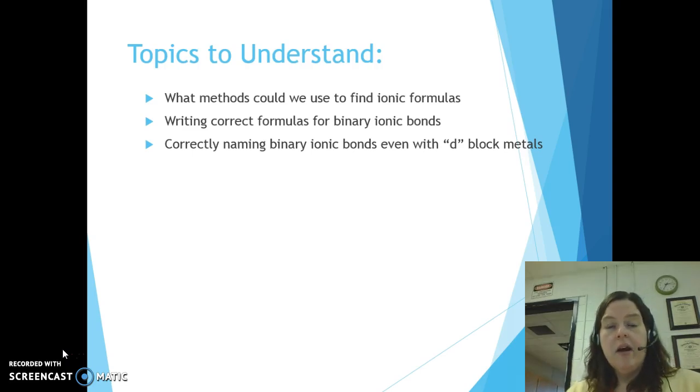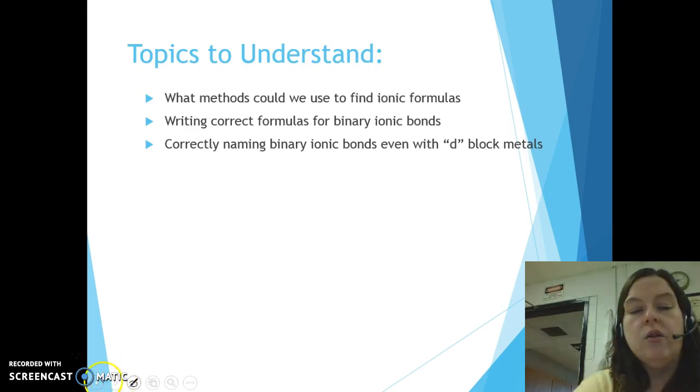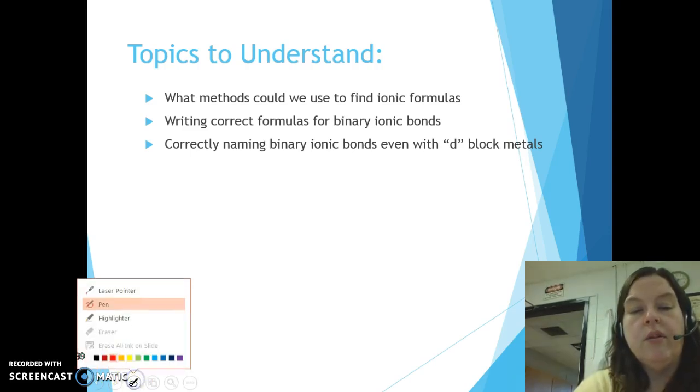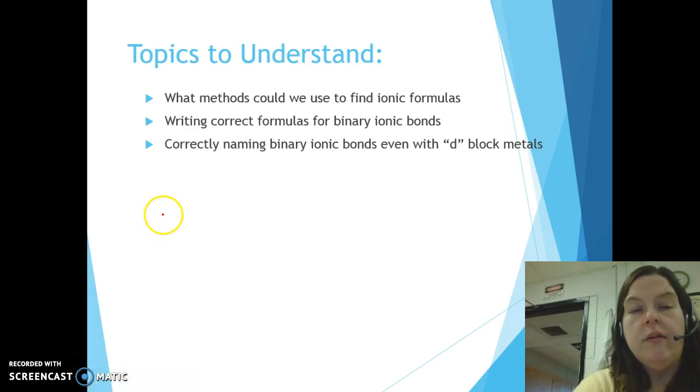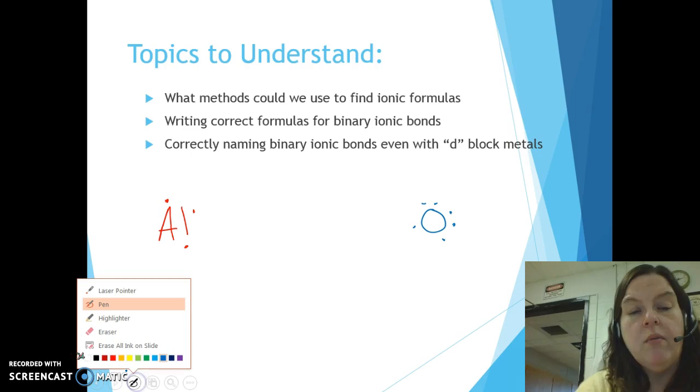So I first want to talk a little bit about the ideas of dot structure versus a couple other things. So I'm going to do a couple of dot structures. So I have, let's do aluminum. Aluminum has this dot structure, right? We know that. And we know that oxygen has this dot structure. Okay? Now we know something about those dot structures because of what we see.